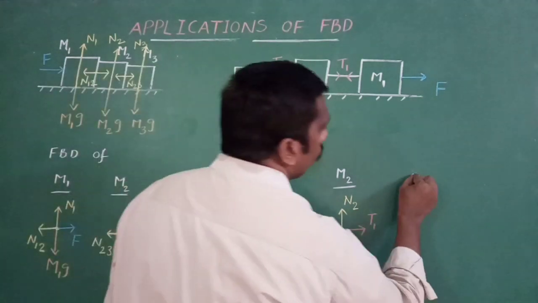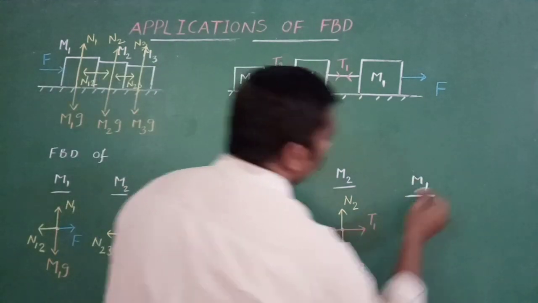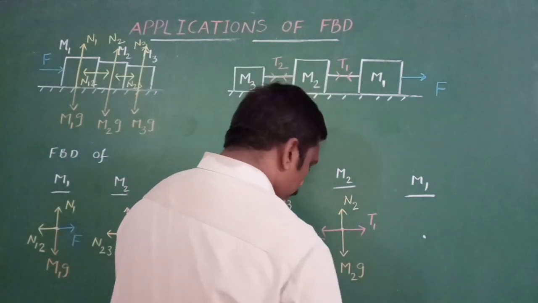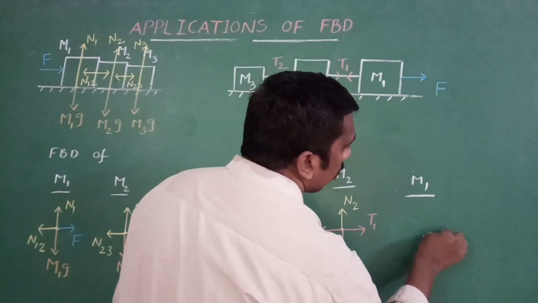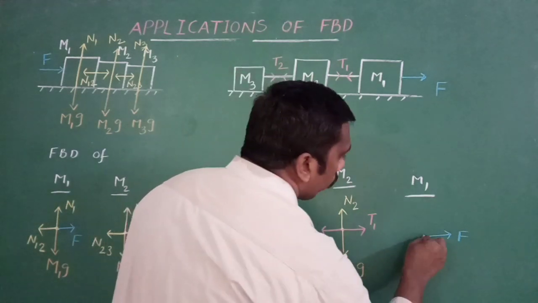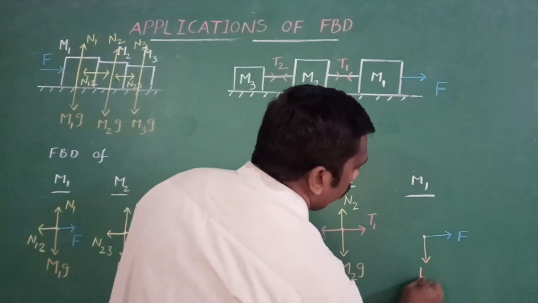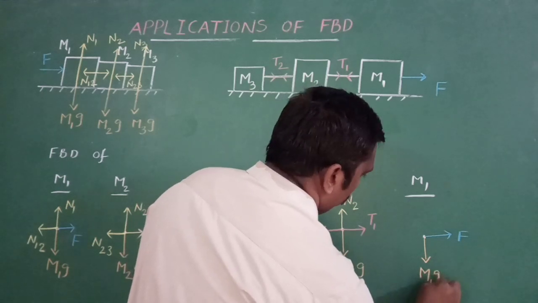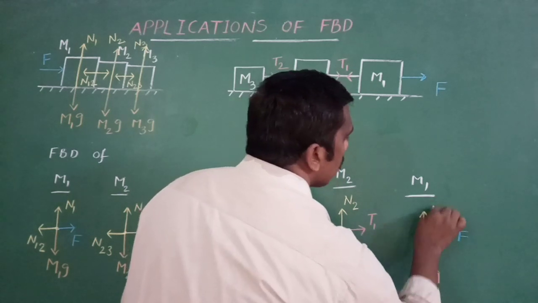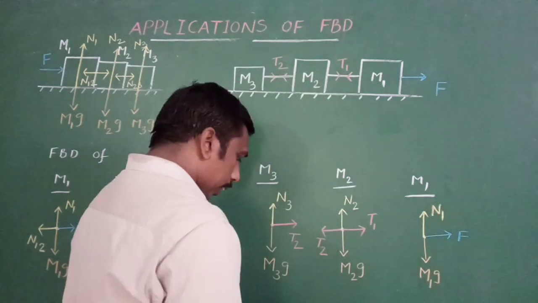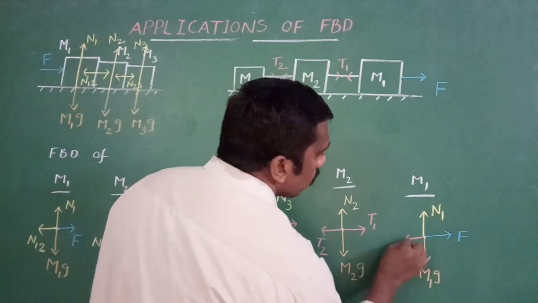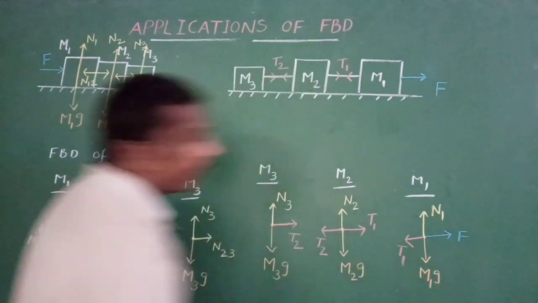And next for M1. On M1, the applied force F acts in this direction. This is the applied force F. The weight M1G acts in the downward direction, and its normal reaction acts in the upward direction, that is N1. One more force, the tension, acts in this direction, T1. So this is the free body diagram of M1.